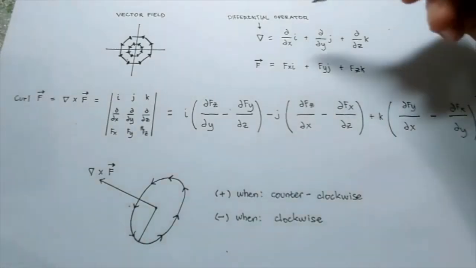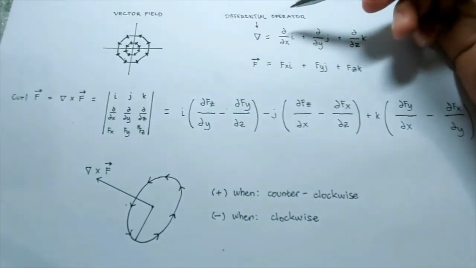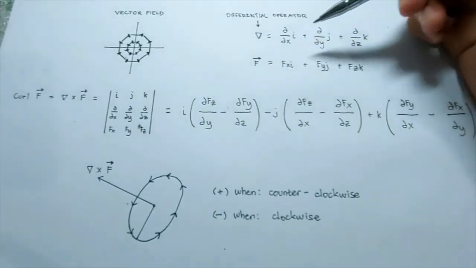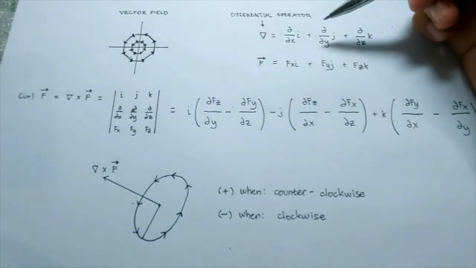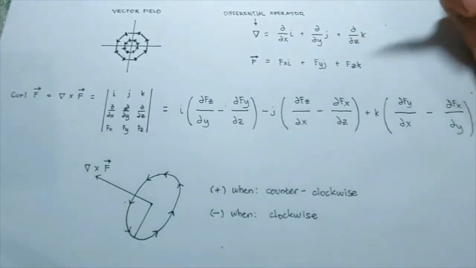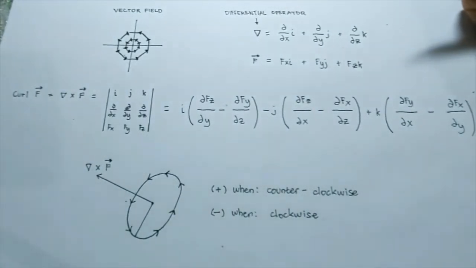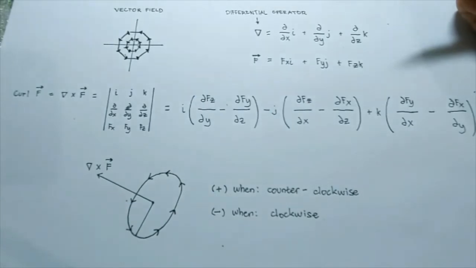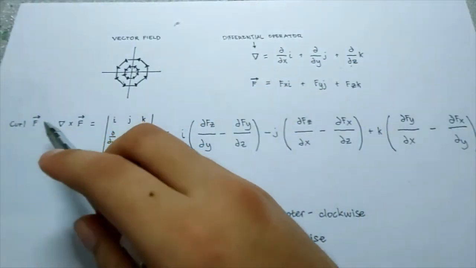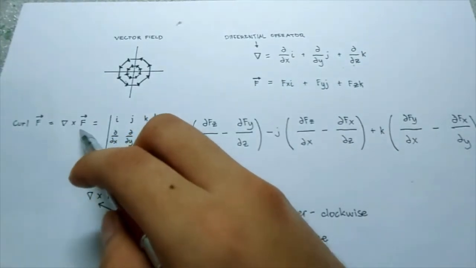The differential operator is equal to the partial derivative with respect to x, which is the i component, plus the partial derivative with respect to y, which is the j component, plus the partial derivative with respect to z, which is the k component. The general way in which we work that out is the curl of the vector field F can be written as the cross product of the differential operator and the vector field itself.